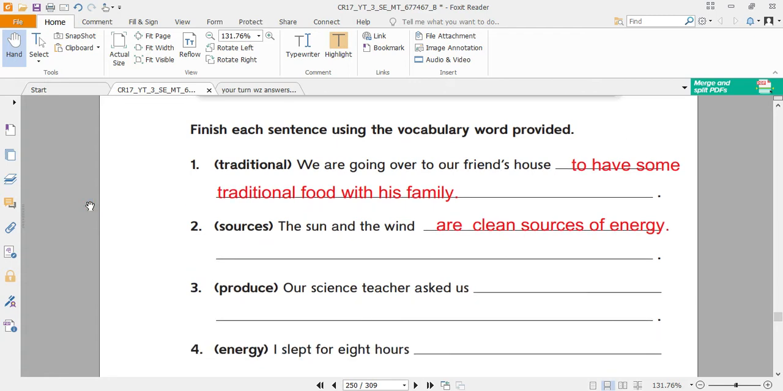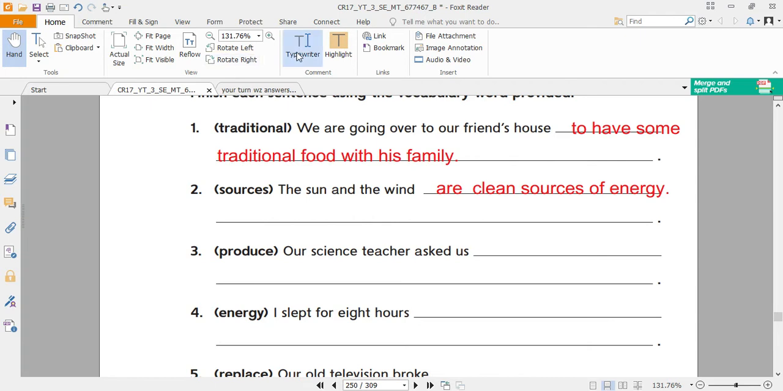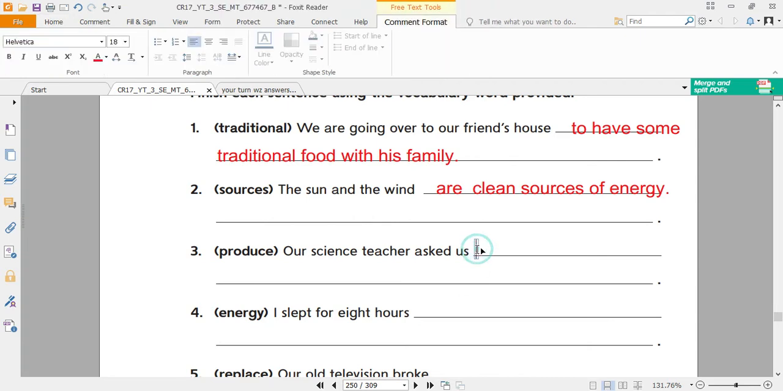Number 3, we have to use the word produce. Our science teacher asked us what? Yes, to produce ideas about the experiment. To produce, this means to give some ideas about the experiment. Then new experiment.